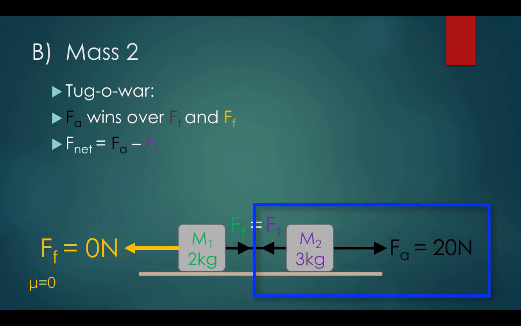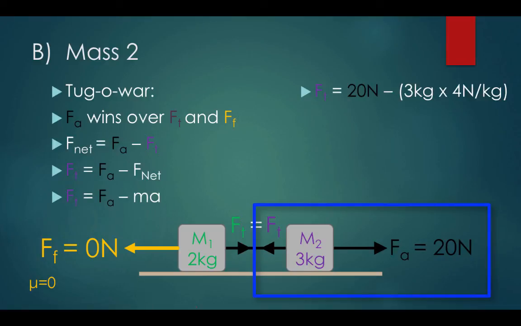Force friction is 0, so that makes F net equal force applied minus force tension. Isolating force tension, we have force tension equals force applied minus net force. Remember, the formula for net force is mass times acceleration. Force tension equals force applied minus mass times acceleration.